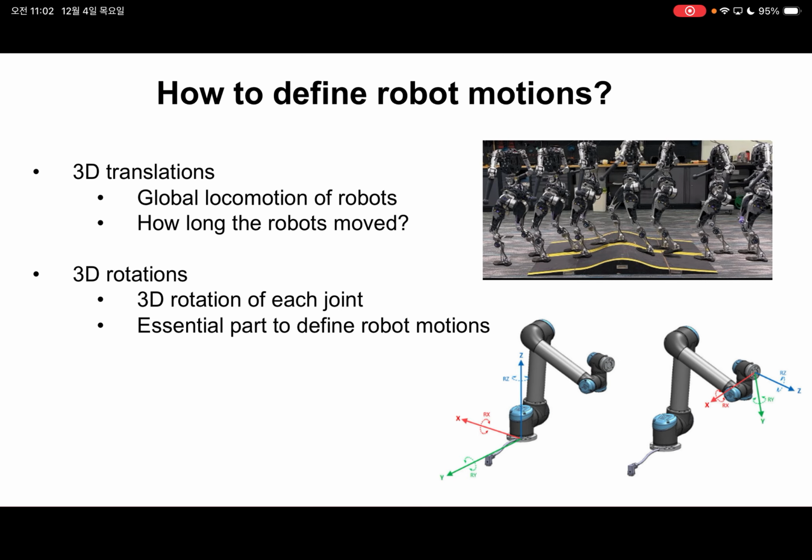And then let's proceed to 3D rotation. We need to first define what robot motion is, what the basic component of robot motion is. So we learned 3D translation and 3D rotation, right? 3D translation usually represents the global locomotion, the global trajectory of robots, how far the robot moved. 3D rotation is actually much more important and difficult.